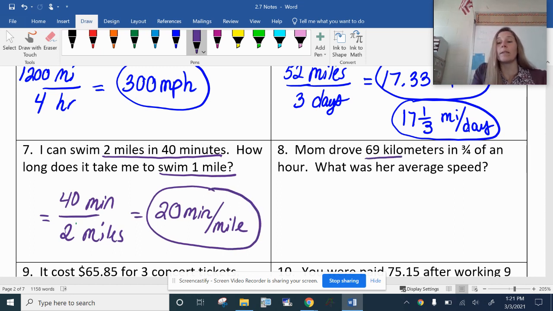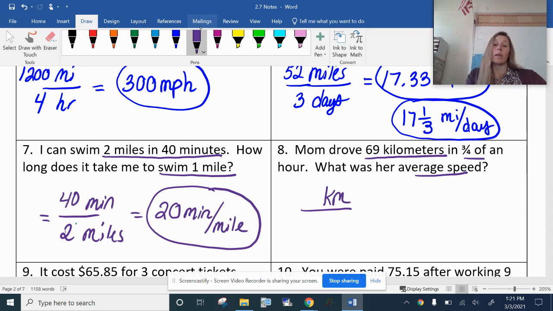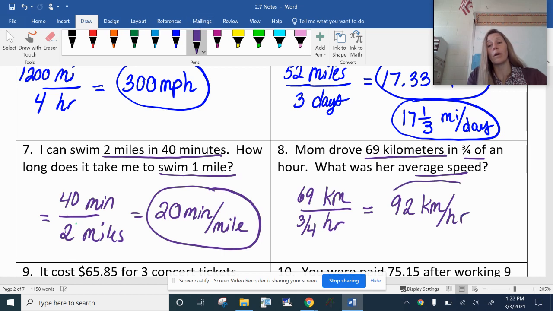Mom drove 69 kilometers in 3/4 of an hour. What's her average speed? So again, you have to decide what is the speed. In this case, it would be kilometers per hour. So 69 kilometers divided by 3/4 of an hour. If you want to put it as a decimal, you could. And when you divide that out, you get 92. In this case, it would be kilometers per hour.